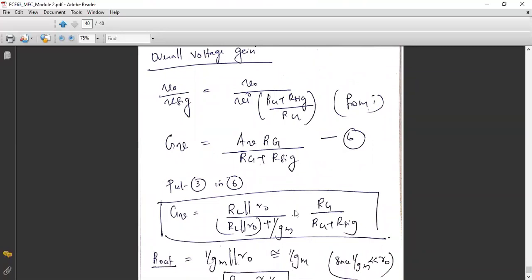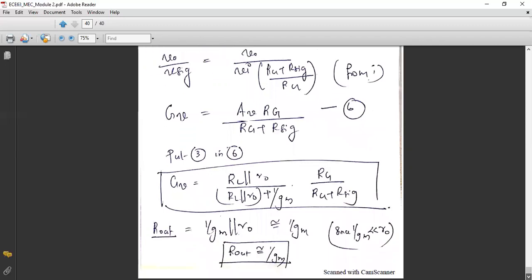Here also you can make one assumption. The assumption is that 1 by gm is very small compared to R0. So 1 by gm can be neglected, because it is in parallel, right?